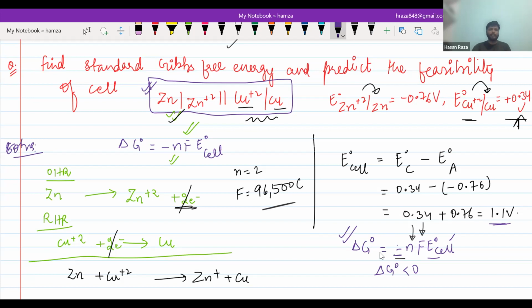So wherever there is a question whether the cell is feasible or not, you just need to calculate the value of E naught cell and see whether it is positive or negative. If E naught cell is positive, the cell is feasible. If E naught cell is negative, the cell is not feasible. But here the question asks for the value of delta Gibbs free energy. So we put minus, then the number of electrons 2, then Faraday's constant 96,500, and the value of E naught cell. Just multiply it and you will get your answer.